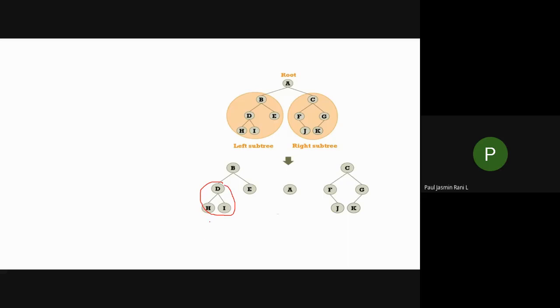So that is H. Next I visited the root node, that is D. Next I visited the I node. If the left side is over, then I can visit the parent node. Who is the parent of this particular subtree? Parent of this subtree is B, isn't it? So now I am going to visit this B. Only after visiting all the left subtree elements am I visiting B. When this one is completed, then I can move on to the right side. Now I am going to visit this E.